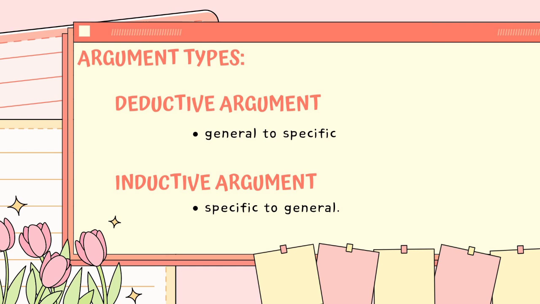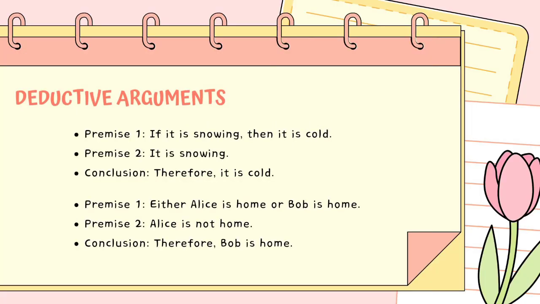Argument types: deductive argument and inductive argument. Deductive argument if the premise is general to specific, while inductive argument naman if the premises is specific to generalization. So here's the example of deductive argument.